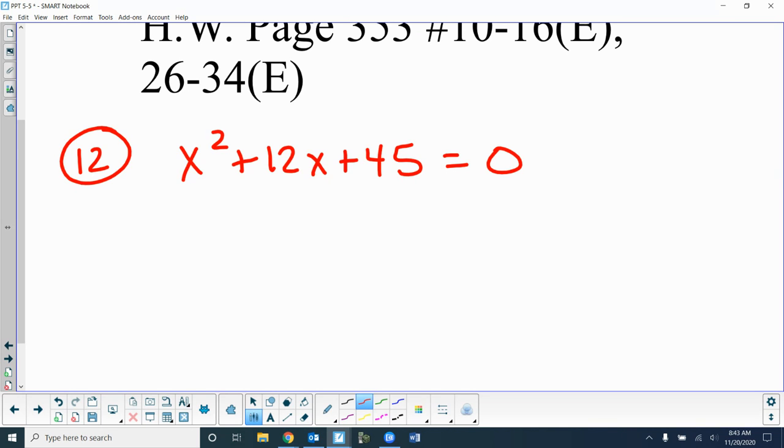So I'm checking factors of 45: 1 and 45, 3 and 15, and 5 and 9. Do any of those add up to 12? No. Now, if it was negative 45, we could make one of these positive and one negative and factor it like a normal trinomial. But we can't. So we're going to have to complete the square. That's what we've been doing a lot lately, right?